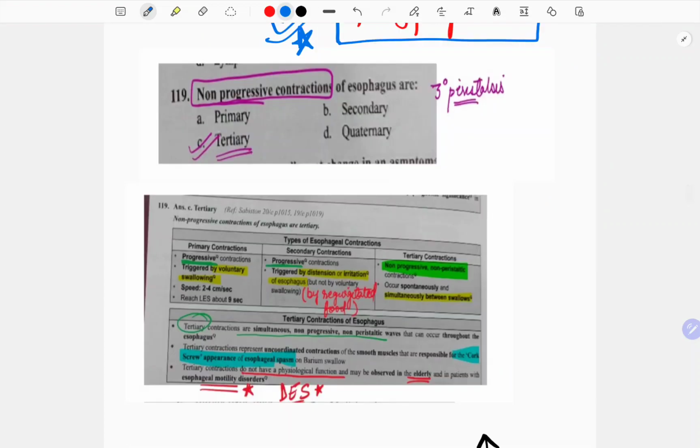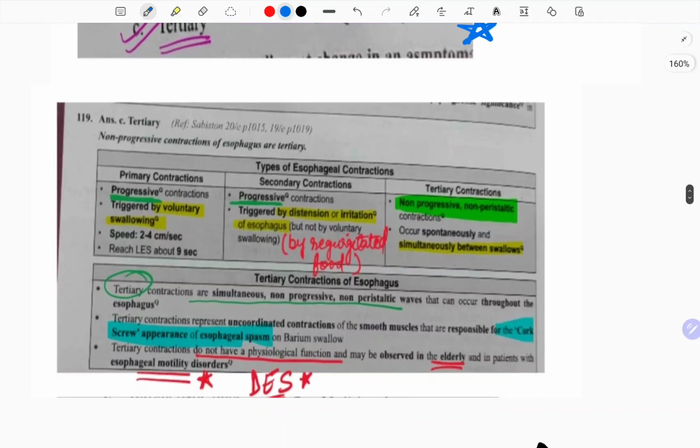Now another very unique question. Non-progressive contractions of the esophagus are tertiary peristalsis. Just look at this table. The primary contractions occur the first time you swallow the food. In order to push that bolus, primary contraction occurs. These are progressive. Secondary contraction occurs when sometimes reflux occurs in the esophagus, and now the esophagus wants to push that bolus again into the GI tract. So that is the secondary contraction.